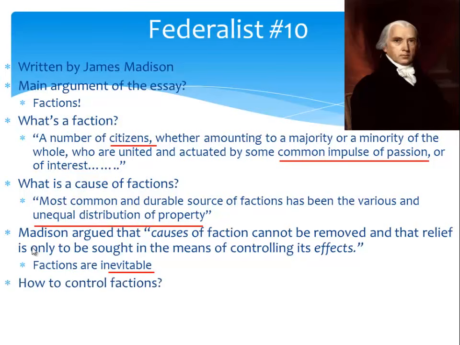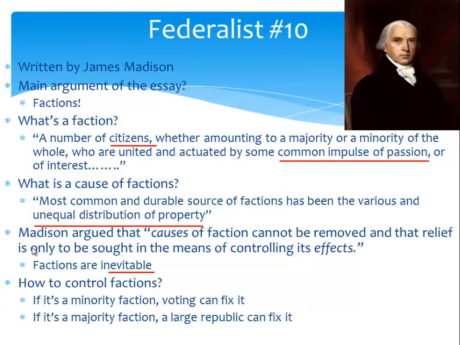So what he wants to focus on is how to control these factions. We can't fix that they're here, but we can fix the effects of them. That's what Madison was arguing. And he said if it's a minority faction, just simply voting can fix it. You can vote and outvote the minority. If a minority group of people come into control, well, next time there's an election, you get rid of them. If it's a majority faction, he argued that a large republic can fix it, and the idea that you would vote for representatives who would have the knowledge to fix this.